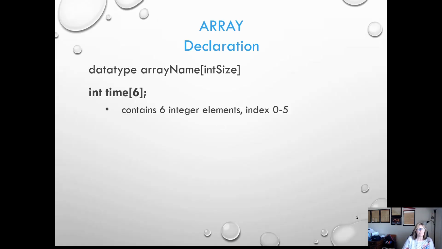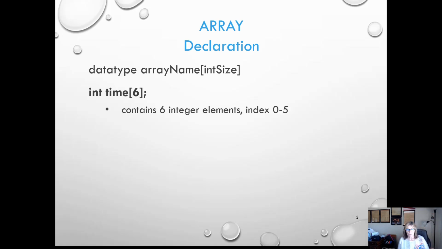Here's an example of an array declaration. We need some kind of a data type with the name of the array and then the square brackets with an integer value for the size of the array. Now we can see that arrays will all store like data type values. So this particular one, the time array, is all going to be integers.